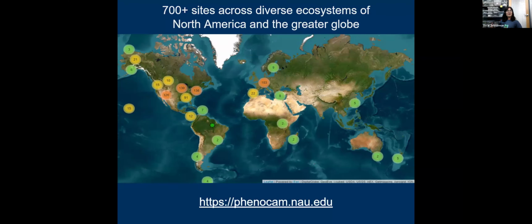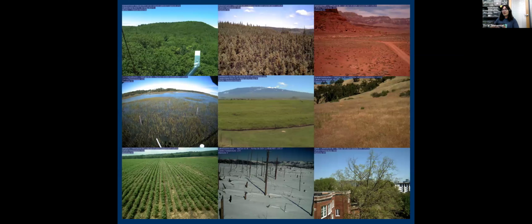And since then, PhenoCam has expanded into an entire continental level phenological observatory, with now over 700 sites across diverse ecosystems of North America and the greater globe. These sites aren't just restricted to the deciduous broadleaf forests that characterize the northeastern USA, but we now have cameras in a number of evergreen needleleaf forests, drylands, grasslands, agricultural systems, and there are even cameras in ecosystems recovering from disturbance or on school campuses.